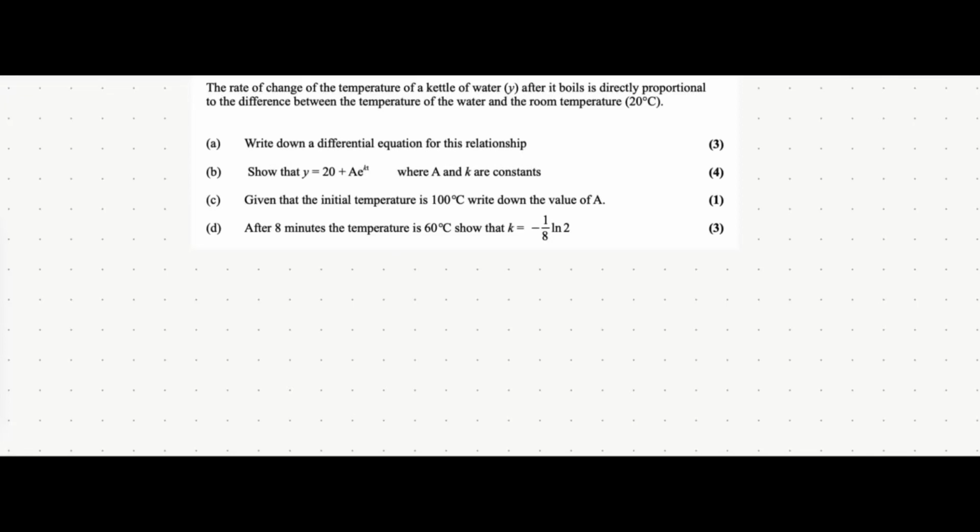In this video, we're going to have a look at how direct proportion can be combined with differential equations, and we're also going to deal with logarithms a little later on in the question, parts B to D, in fact. It tells you the rate of change of temperature.